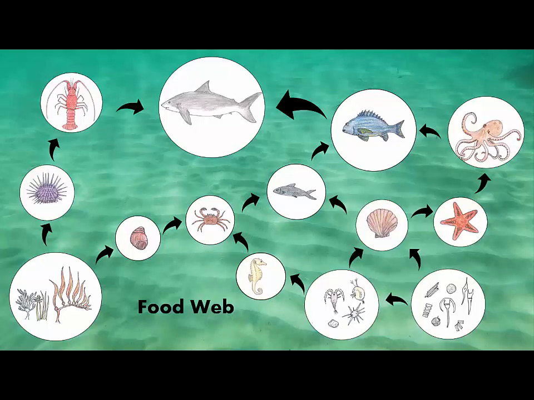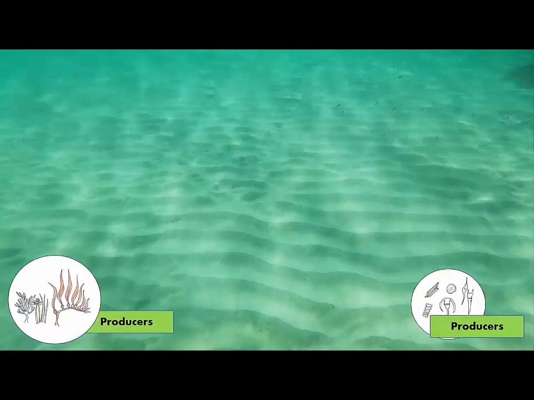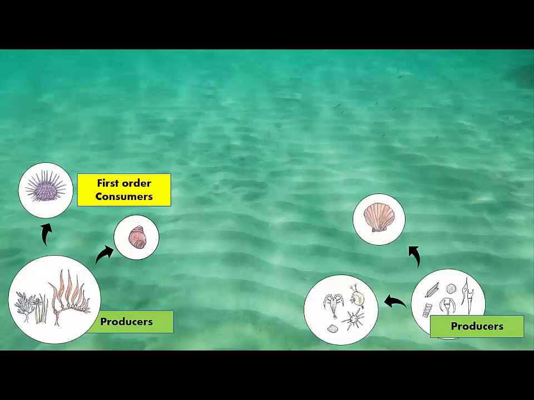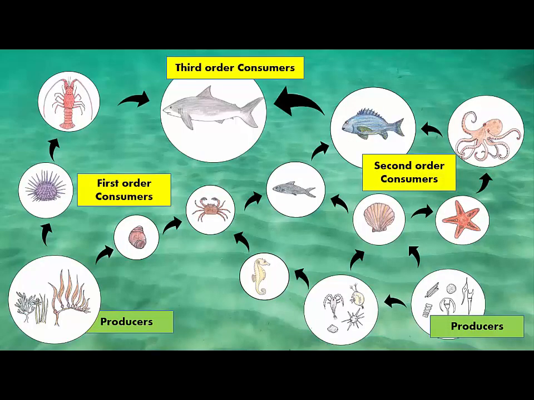Most food chains exist within a more complex food web, where each organism eats and is eaten by a variety of other organisms. Food webs are organised into trophic levels. Organisms at each level are classified by what they eat or how they get their energy. The first level of the food web is made up of the producer organisms.